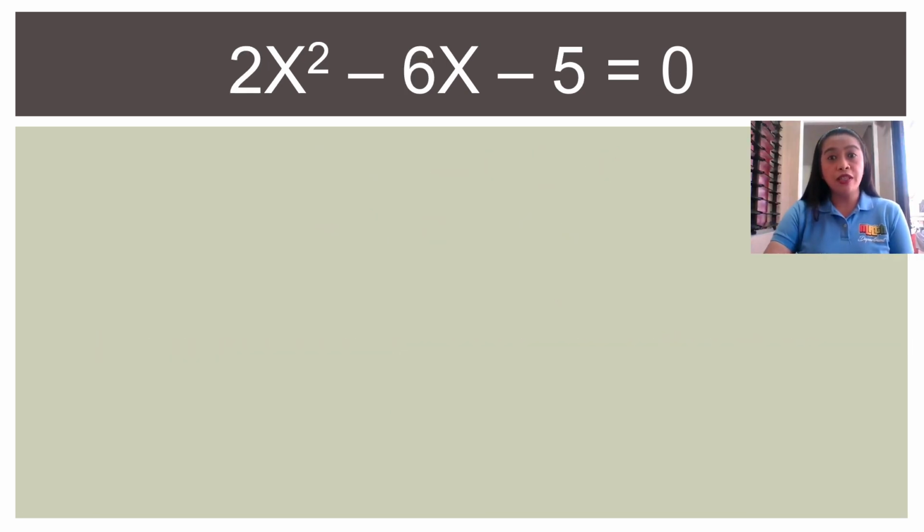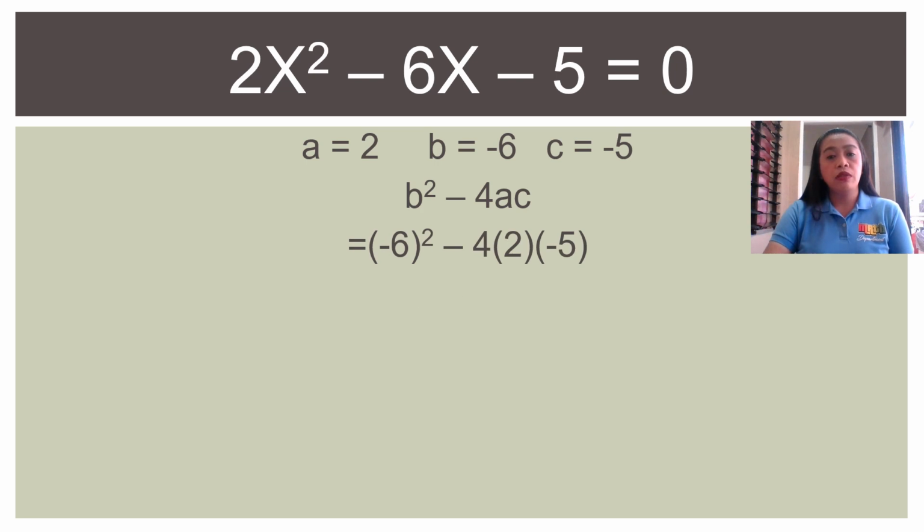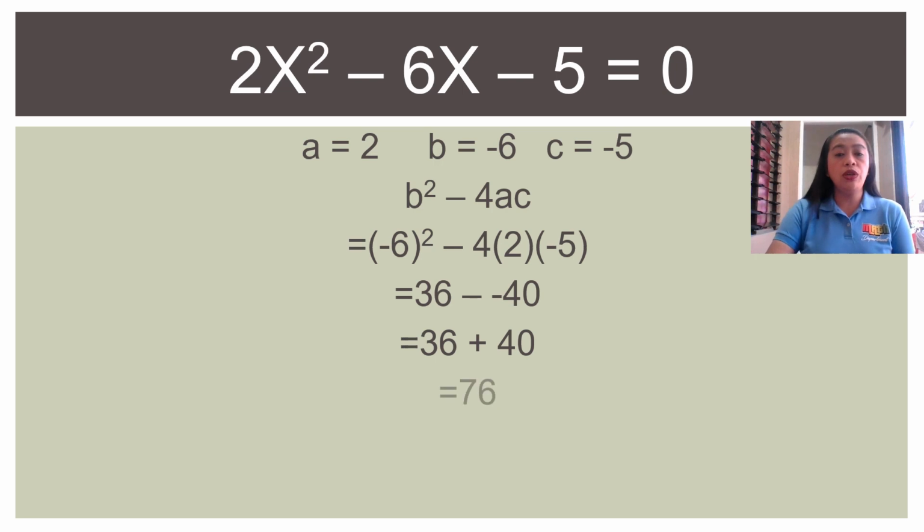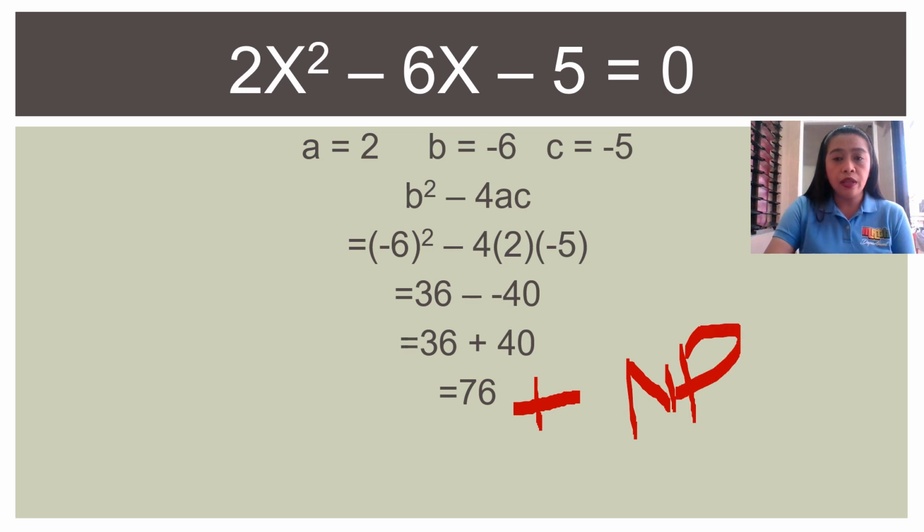2x squared minus 6x minus 5 equals 0. The value of A is 2, the value of B is negative 6, and the value of C is negative 5. Again, using the formula, we're going to substitute. By substitution, we're able to have the value of the discriminant, which is equal to 76. Again, 76 here is a positive number. It is not 0. It is a positive number, but it is not a perfect square. 76 is not a perfect square.